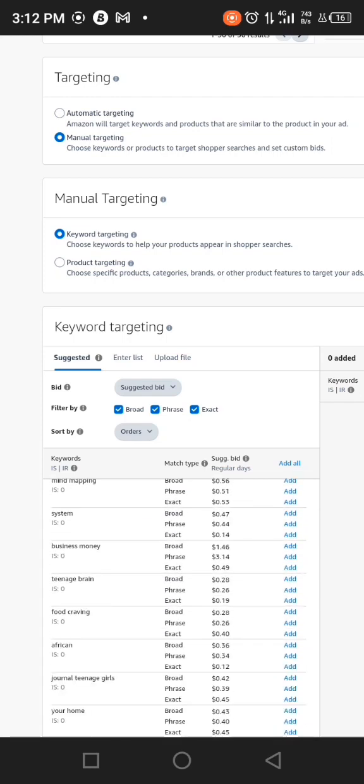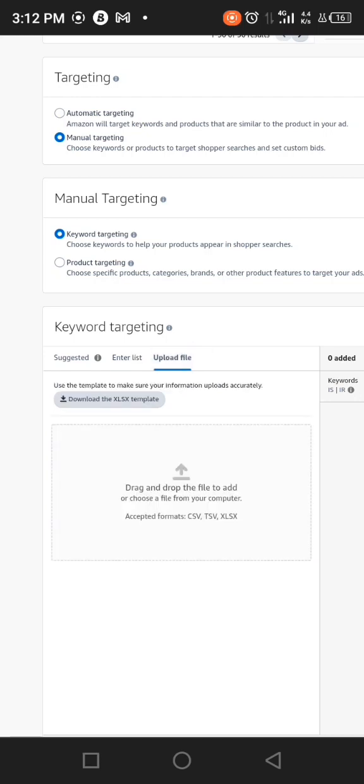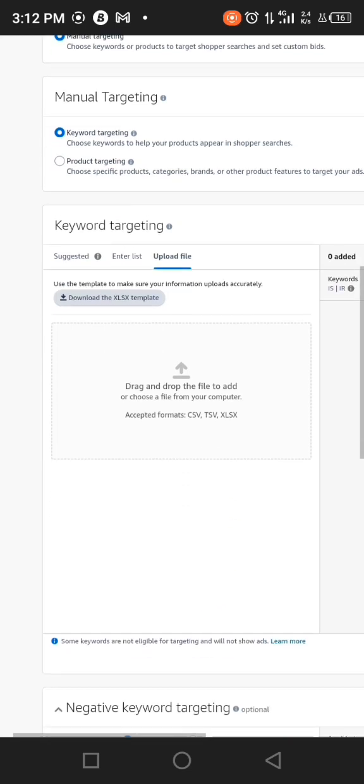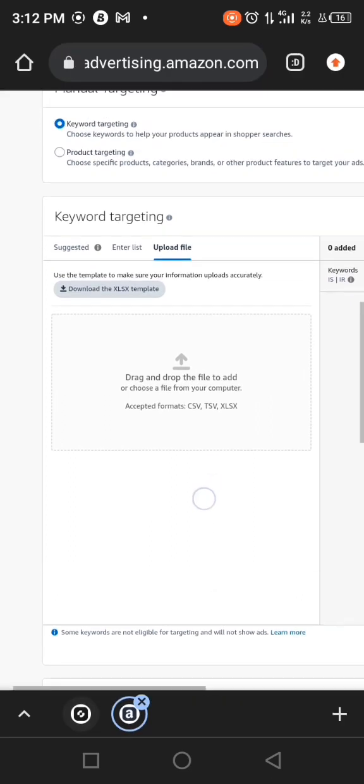As you can see, they have keywords based on all the books that I previously selected. Enter list is where you would personally write a list of the keywords you feel that people are searching for. Upload file is where you have a file, and that file must be in the XLSX template. I suggest you just leave that, okay? Just pick either suggested or enter list, whichever way works for you.